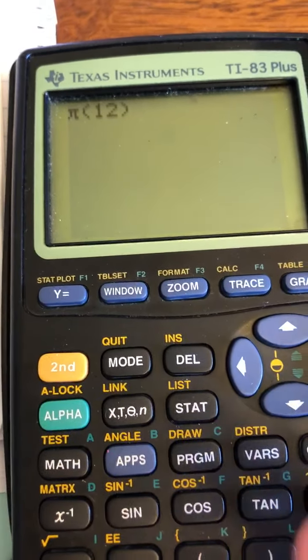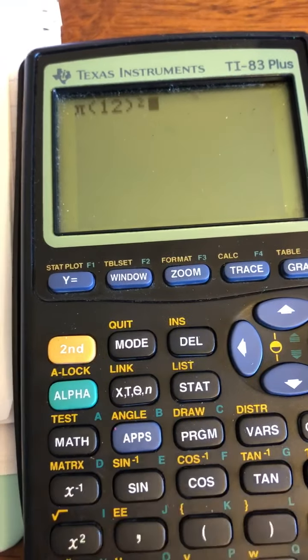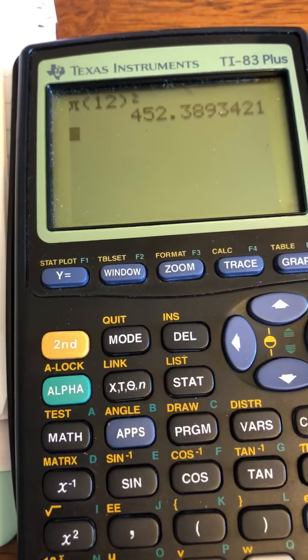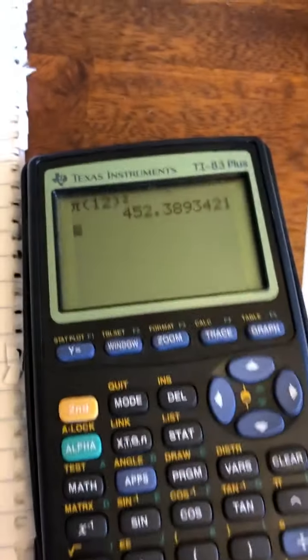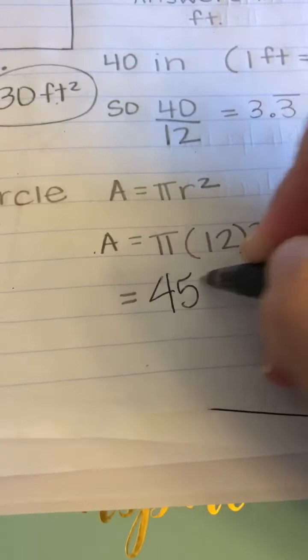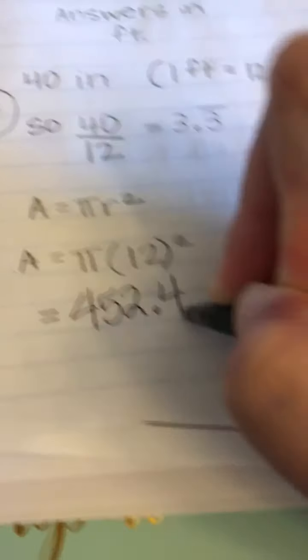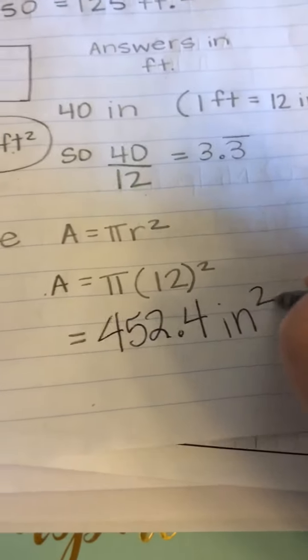So pi r squared is area of a circle, and I'm sure it would ask me to estimate to the nearest tenth. So that would be 452.4. And then this is asking me area, so it would be inches squared.